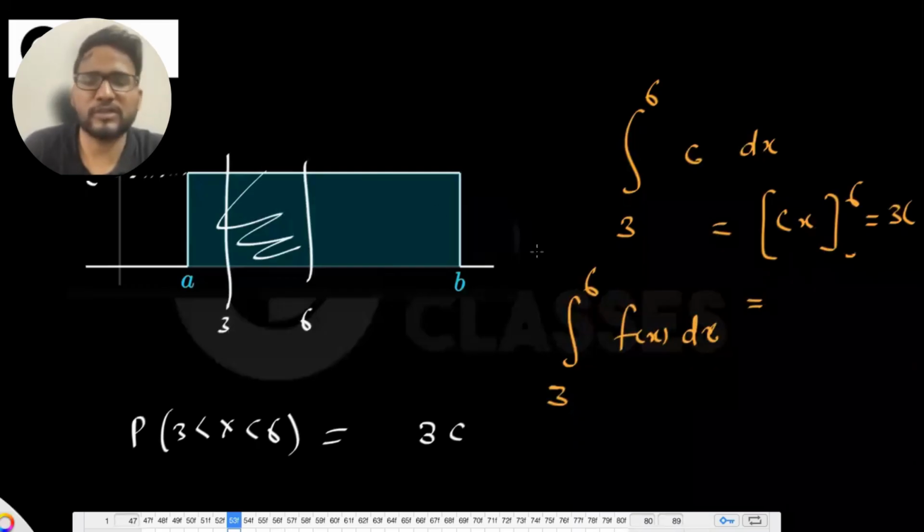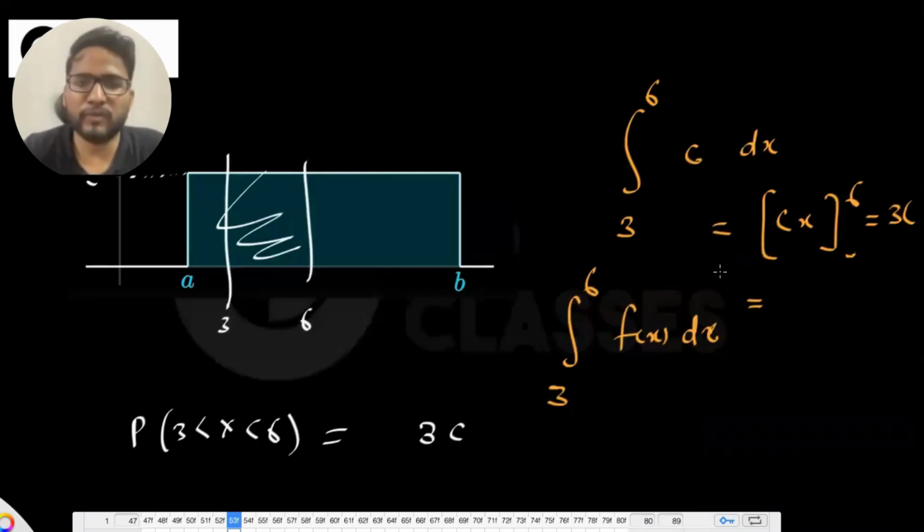Actually, I do not want to use integration in case of uniform, because if life is simple, then why make it complicated? Do you want to use integration, or you just want to use height into width? Obviously, height into width, right? Why use integration if you have directly height into width?